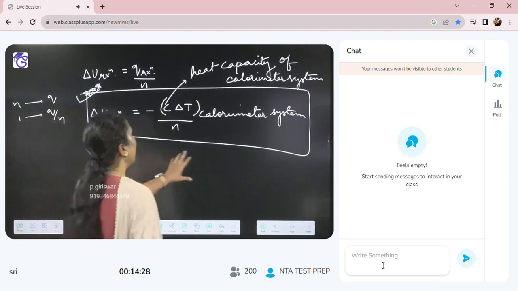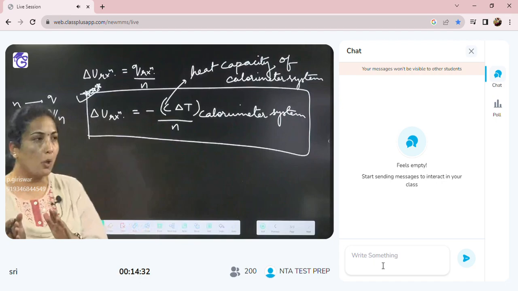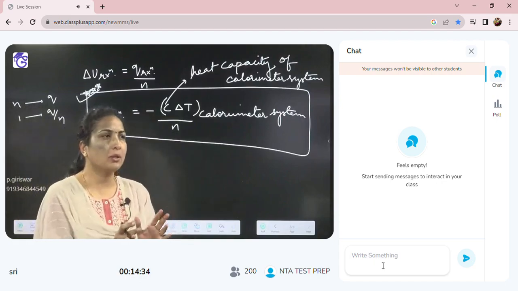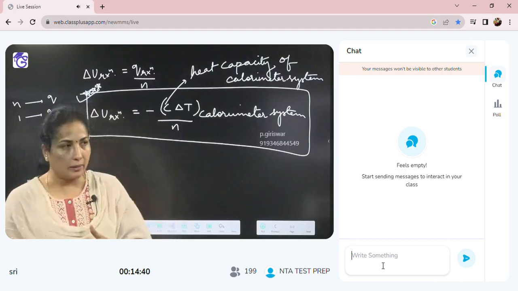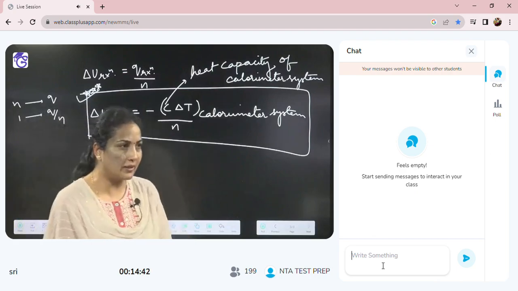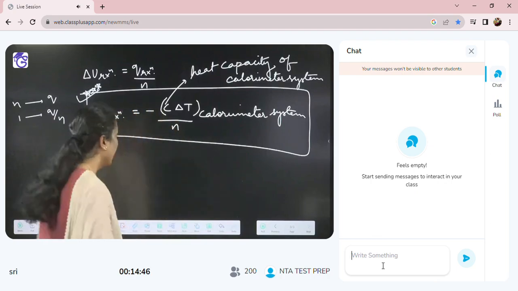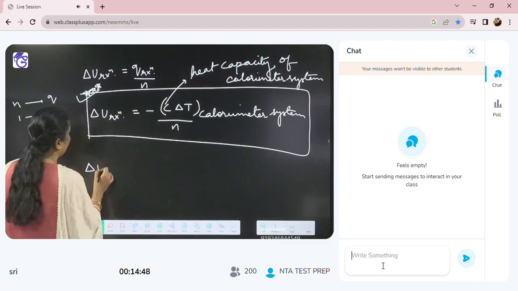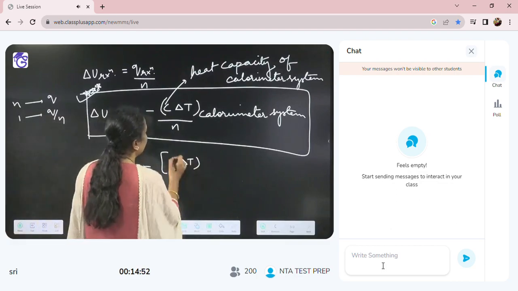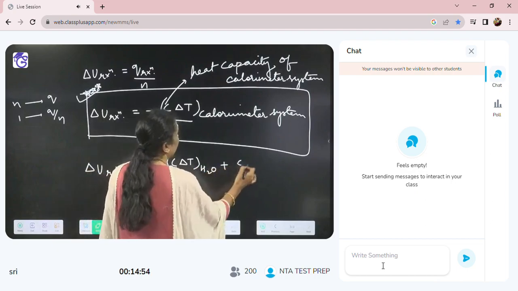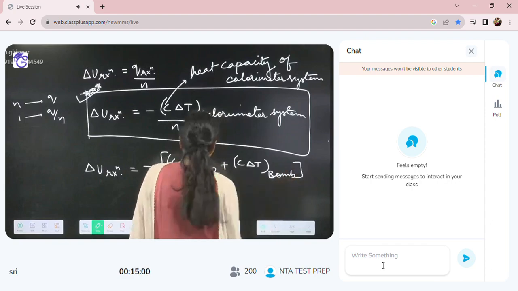Now, in this calorimeter system, I have included water as well as bomb. So sometimes the examiner may give you different heat capacity for bomb and different heat capacity for water, that means segregating that system. Otherwise, the main formula you should treat is only this. In that case, the formula will become delta U reaction equal to minus of C delta T for water plus C delta T for the bomb, divided by N.